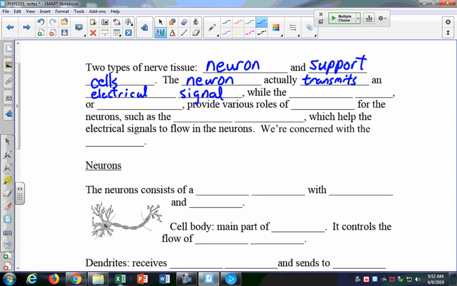While the support cells are the neuroglia. Am I saying that right? Neuroglia.